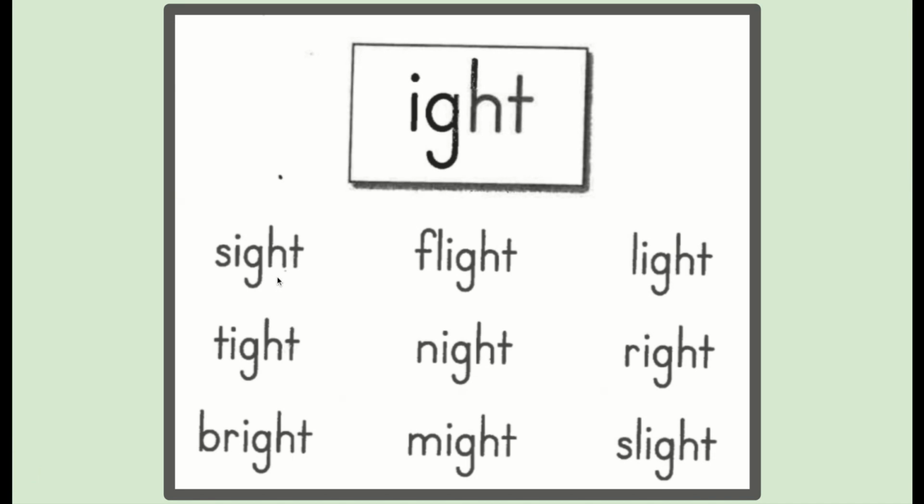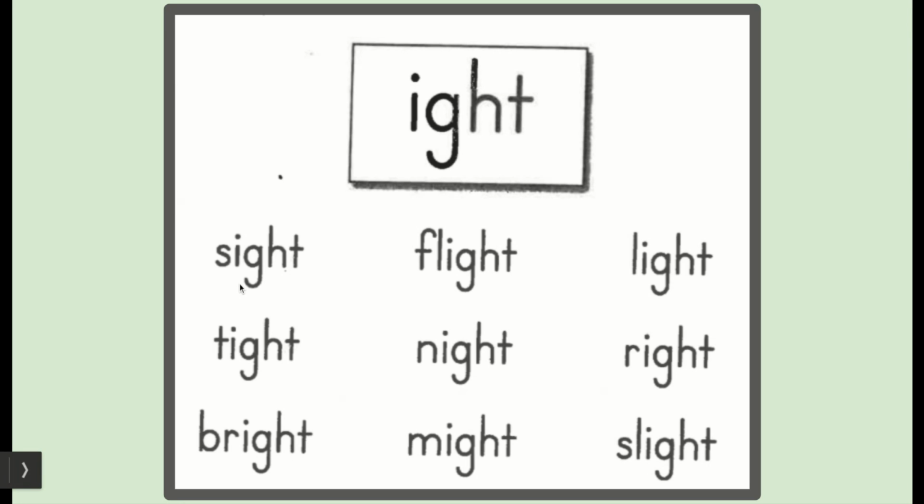So now let's read each word. Sight, flight, light, tight, night, right, bright, might, slight.